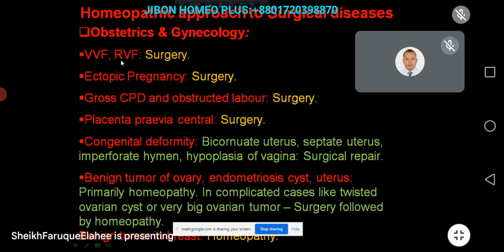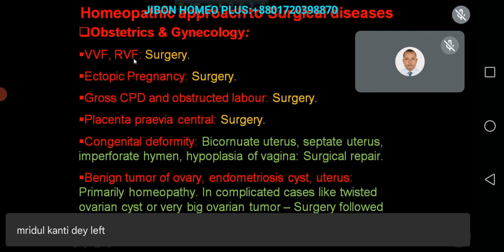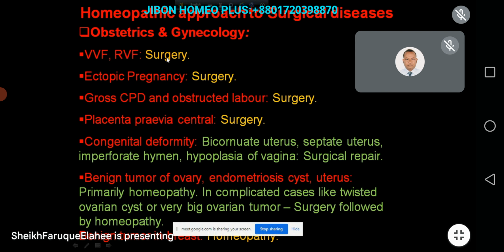So let us first discuss VVF and RVF. What is VVF? It is called vesico-vaginal fistula. RVF means recto-vaginal fistula. So what I wrote here, you see, we have no homeopathy. If a patient comes with VVF and RVF, this is a purely surgical case. But how VVF and RVF occur, we must know.